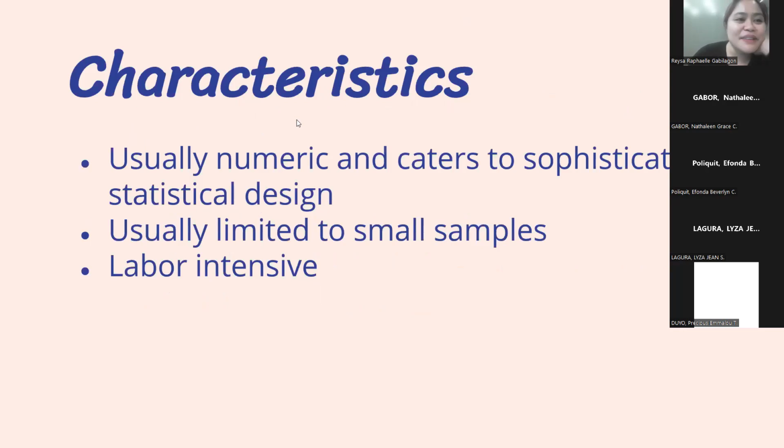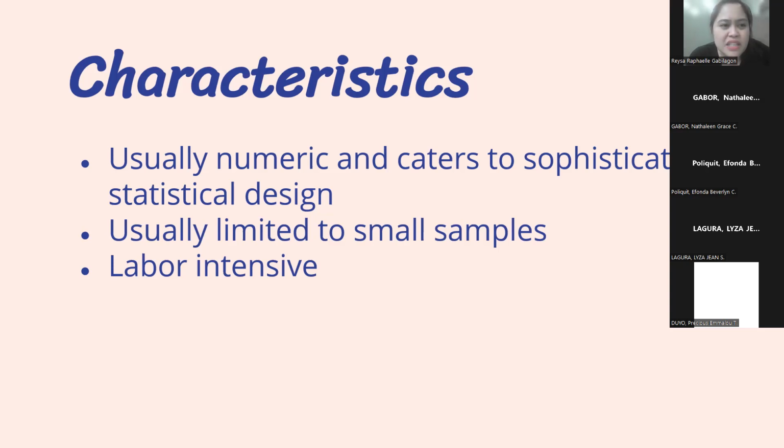Sige, let's continue. So let's talk about the characteristics of our experimental research. Siyempre, numeric. Most of the time, our results here will be numeric. Just like when you have your study about blood sugar level, you will really have numbers for the blood sugar level of the mice. Okay, and this one caters to sophisticated statistical design. So how are we going to analyze the numerical data that we have collected? Siyempre, we will be using statistics. Okay, again, for the analysis and interpretation of our data.